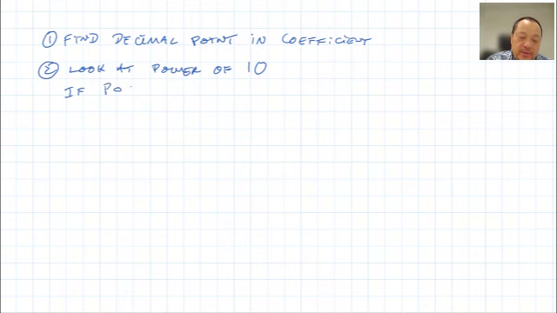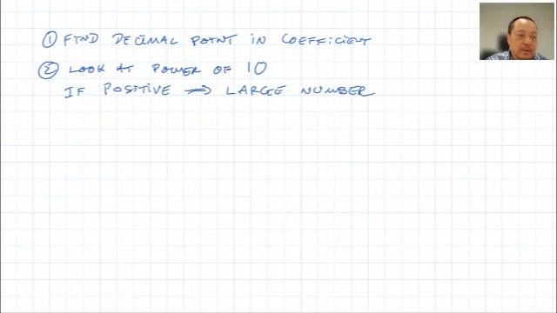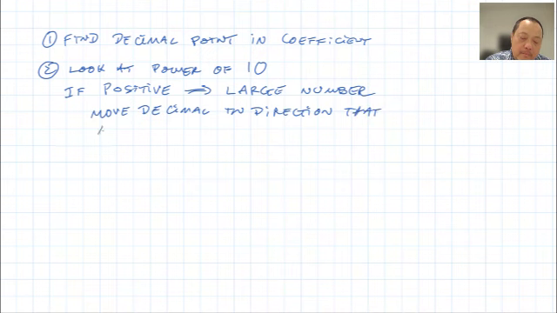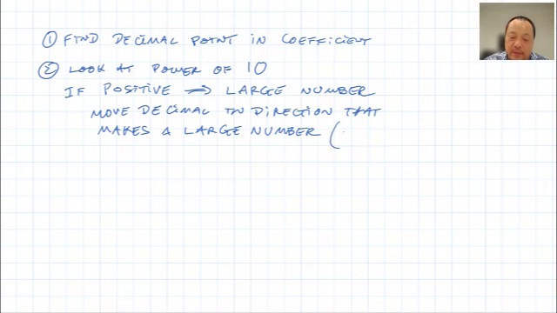If it's positive, that tells me that I'm supposed to result in a very large number. Then I move the decimal point in that direction. And that direction is actually to the right.